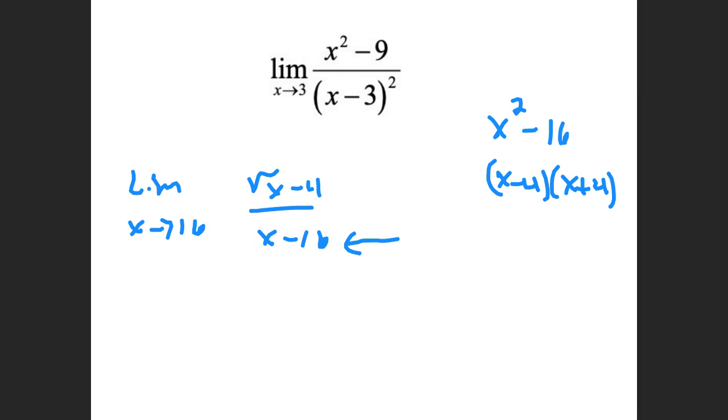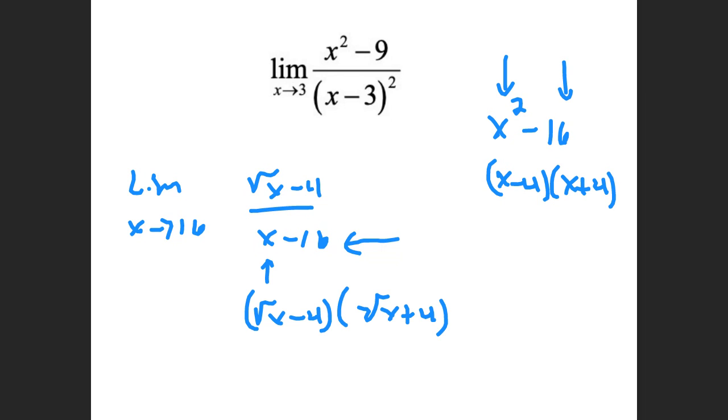The rule says that you just take the square root of both terms, right? Isn't that how you factored? You took the square root of this term, you took the square root of this term. Well, why can't I take the square root of this term? That gives me the square root of x minus 4 times the square root of x plus 4.